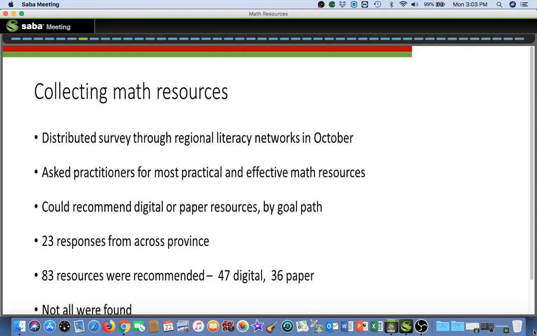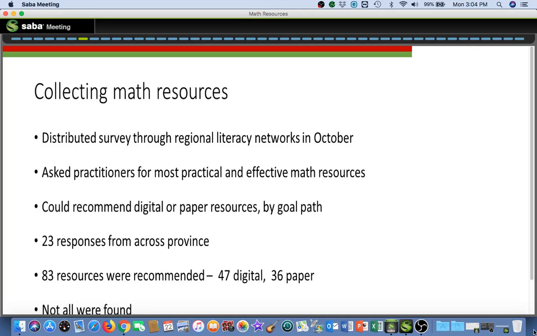This is how we collected math resources. I developed a survey and sent it through the regional literacy network, the 16 regional literacy networks, in October. Our request was, please tell us about the most practical and effective math resources that you use. What do you find yourself using most days with most of your math learners? We asked them to recommend either digital or paper resources, and also to identify any particular goal paths that these materials were most suitable for.